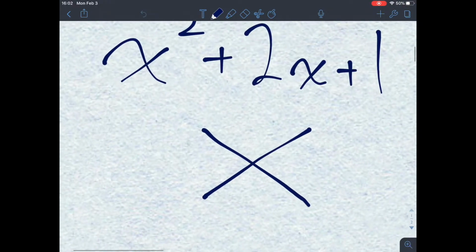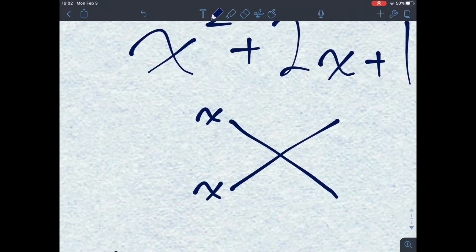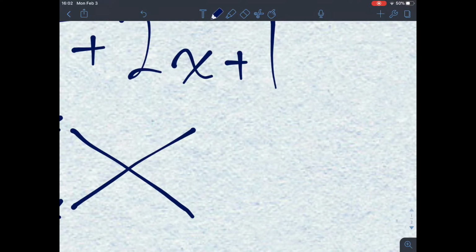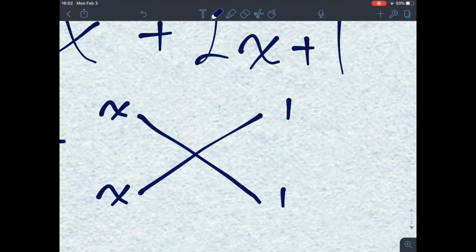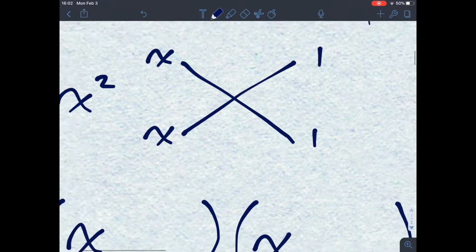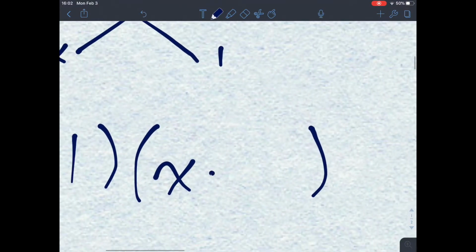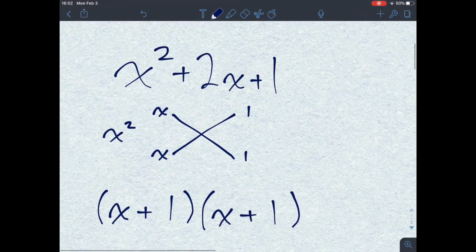So the way I usually factor is I write the x and the x right here because x times x equals x squared, right? And what times what equals 1? Well, it's 1 times 1. So I have x, and then I have positive 1, so x plus 1. And this is x, and this is positive 1, so it's also x plus 1. So the answer, when you factor this, will be x plus 1 times x plus 1. So that's how you'd factor this equation.